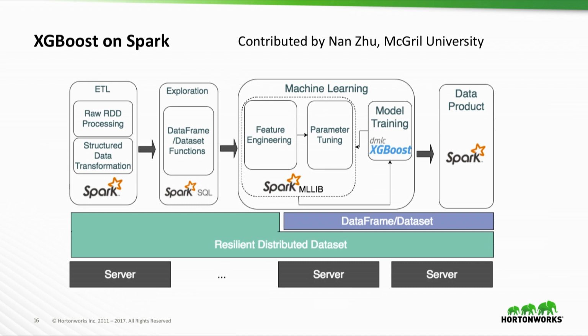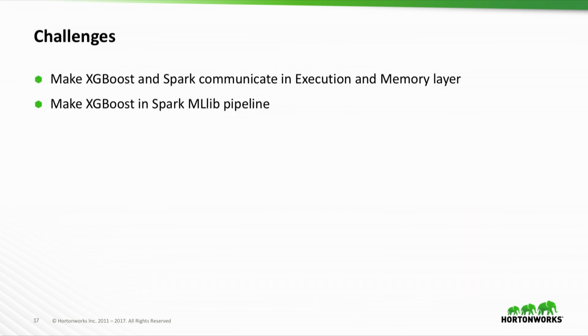So a very straightforward idea is we can use Spark to do the pre-processing, and then feed the data to distributed XGBoost. And actually, Nan Zhu from McGill University has a prototype for this. We can run it. Let's see what the challenges of the current implementation are.